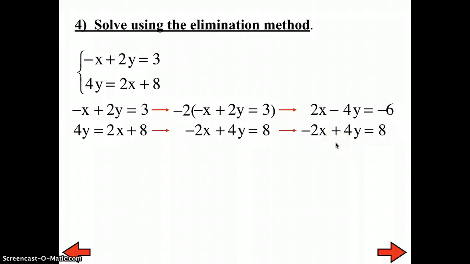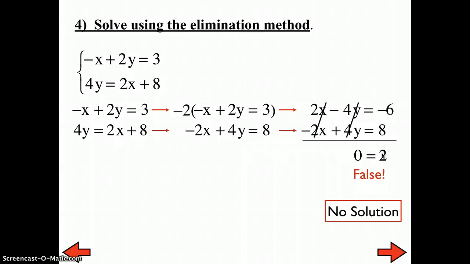Now I want you to notice something. The x's cancel each other out, the y's cancel each other out, so I'm left with 0 equals 2. If you're wondering how I got 2, I combined the negative 6 with the 8, which gave me 2. Now, I hope you notice that 0 does not equal 2. It will never equal 2. So this is a false statement. And if you recall from the earlier slide, we know that a false statement leads to no solution. So the correct answer is no solution.